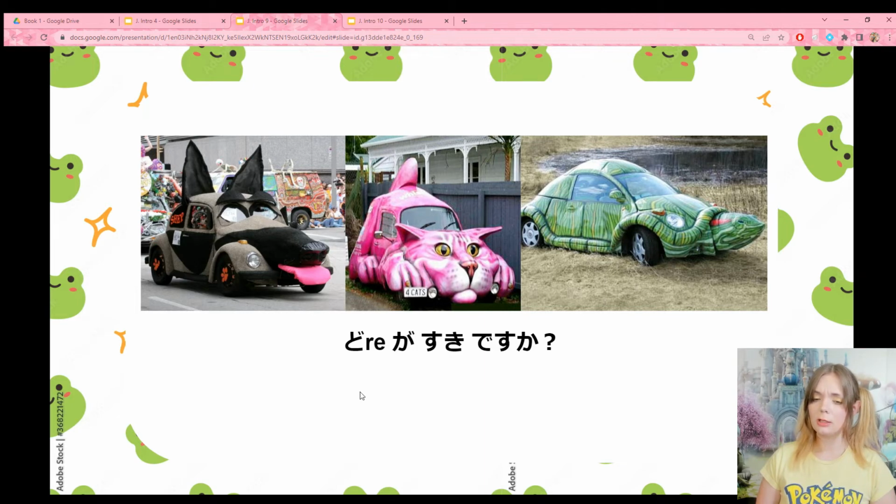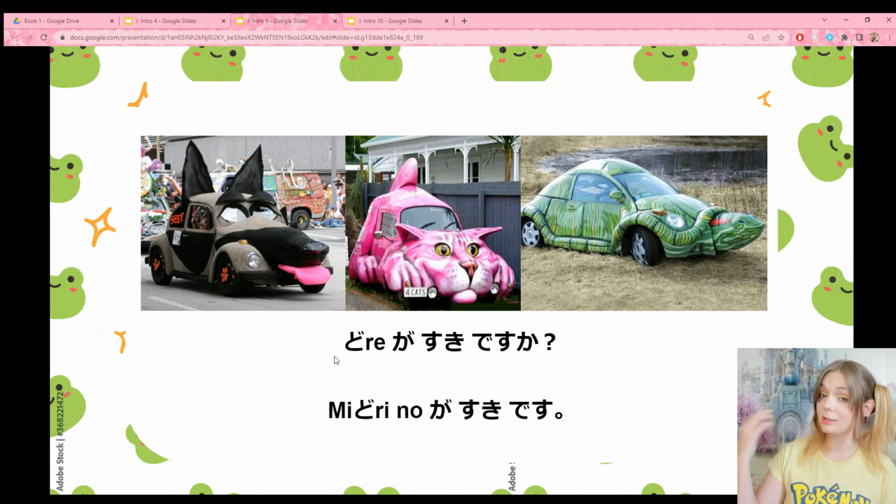どれが好きですか? What do you think? The question is, which one do you like? Which do you like? Which car do you like? What if I want to say the green one? I like the green one. How can I say that? How do I say one? Do you remember? There's a particle we can use to make one. The green one. The big one. How can we say that? 緑のが好きです. 緑の, the green one. I like it. I like the green one.